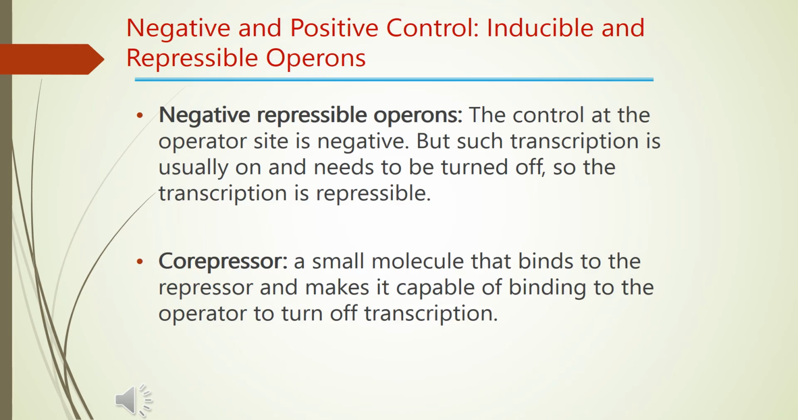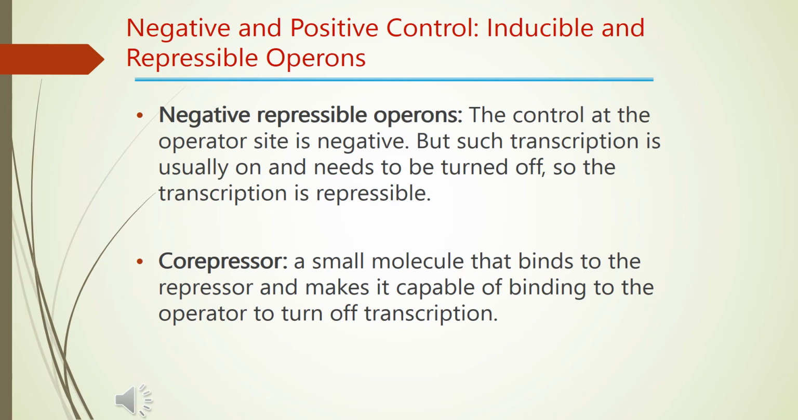So in the previous slide, we had discussed negative inducible operons. That means the regulator protein product will be a repressor. That is negative. Repressible means it is actually in an on state and it must be turned off. So this is negative repressible operon. The control at the operator site is negative because the product of the regulator gene is a negative or a repressor. But such transcription is usually on and needs to be off. So the transcription is repressible.